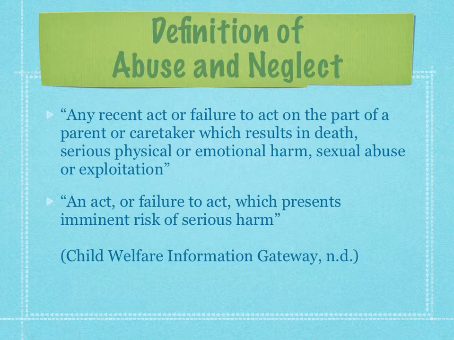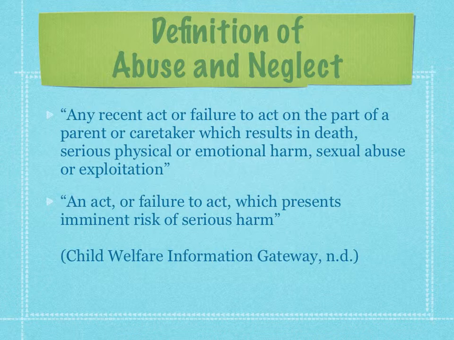When addressing child welfare, the social services field most often refers to abuse and neglect, and the child protective services involved with these issues. The Child Welfare Information Gateway, part of the U.S. Department of Health and Human Services, discusses issues of abuse and neglect as they relate to child welfare. They define abuse and neglect as any recent act or failure to act on the part of a parent or caretaker which results in death, serious physical or emotional harm, sexual abuse, or exploitation, or an act or failure to act which presents imminent risk of serious harm.